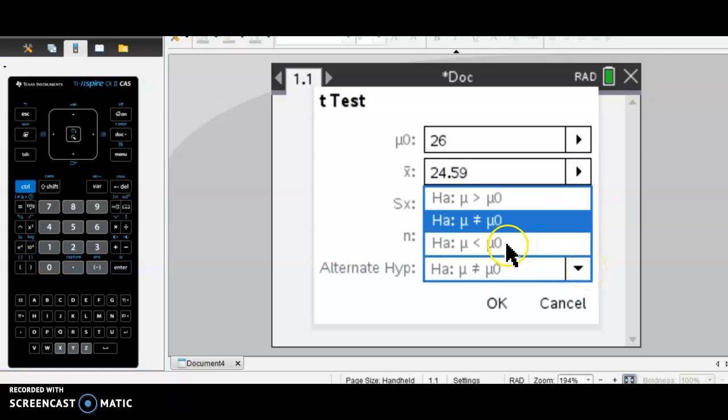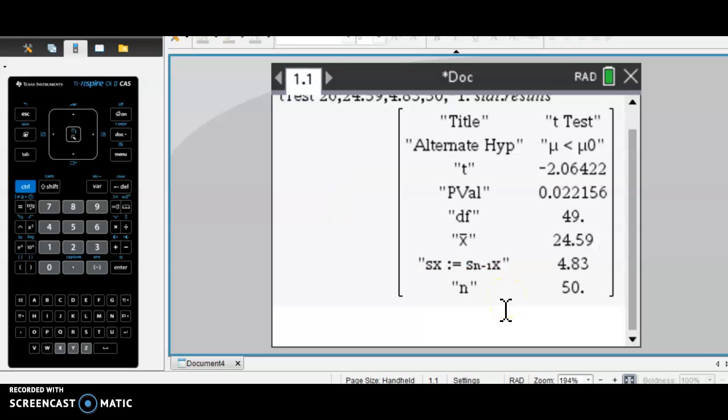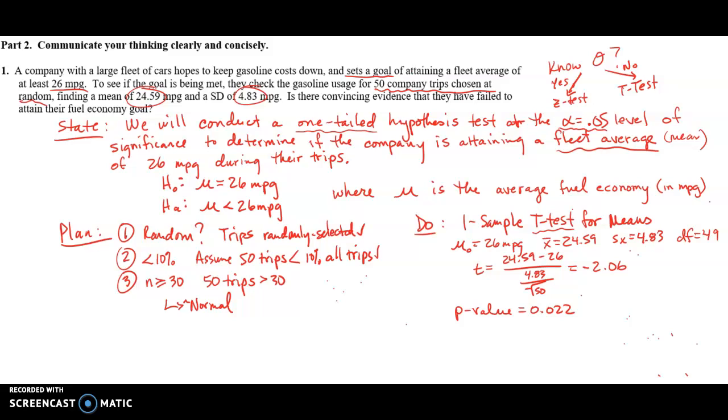Last piece of info here: remember, we're doing a one-tailed test, and we want to know if our sample mean is less than the mean that is claimed, the 26 miles per gallon, because that means we did not achieve our goal. So a one-tailed test, that's our alternative hypothesis. We go ahead and run the test, and here are the results. You can see it confirms our t value here, so we don't have to do that by hand. If you actually run the test, you could just swipe it off of this. And here is the outcome of the test that we're going to use to make a decision, the p-value of 0.022.